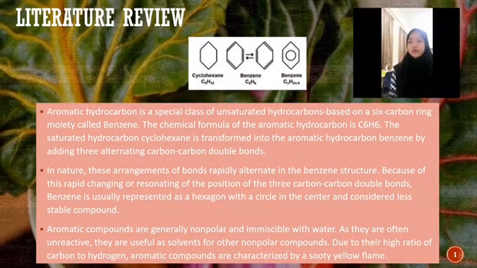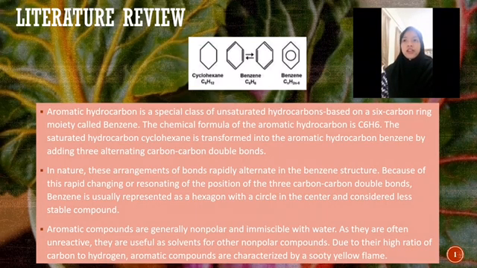In this literature review, during our research, we have known that aromatic hydrocarbon is a special class of unsaturated hydrocarbon based on a 6-carbon ring moiety called benzene. It starts where the saturated hydrocarbon cyclohexane is transformed into the aromatic hydrocarbon benzene by adding 3 alternating carbon-carbon double bonds. In nature, this arrangement of bonds rapidly alternate in the benzene structure. Because of this changing, the position of the 3 carbon-carbon double bonds may be represented as a hexagon with a circle in the center and considered a less stable compound.